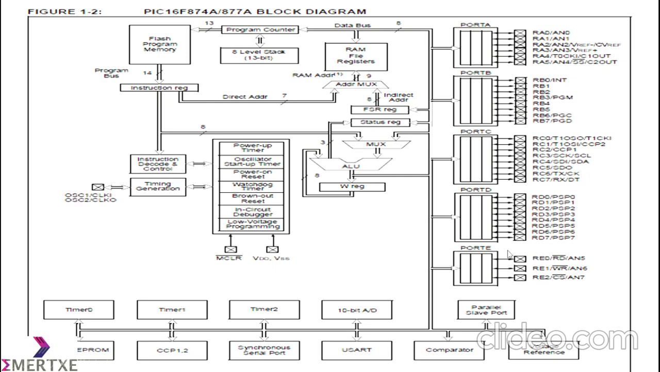All these constitute, and along with these, some additional hardware: we have parallel slave ports, voltage references, comparators, the universal synchronous and asynchronous receiver transmitter, 10-bit analog-to-digital converters, and timers, Timer 0, Timer 1, Timer 2 as classified. We have the memory and all these essential things.